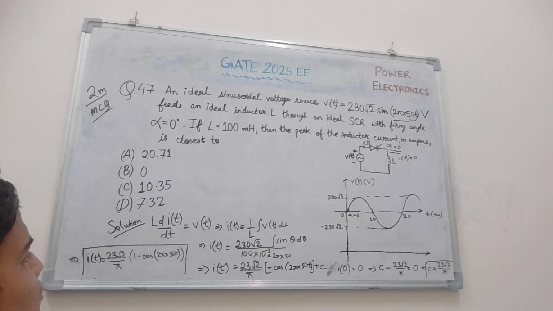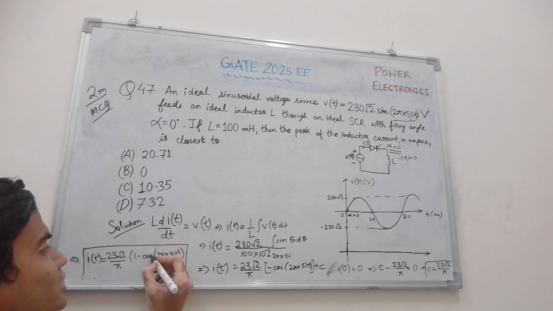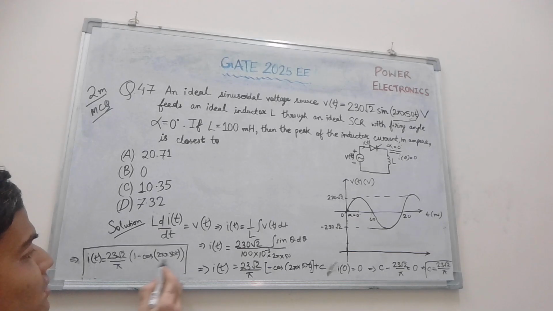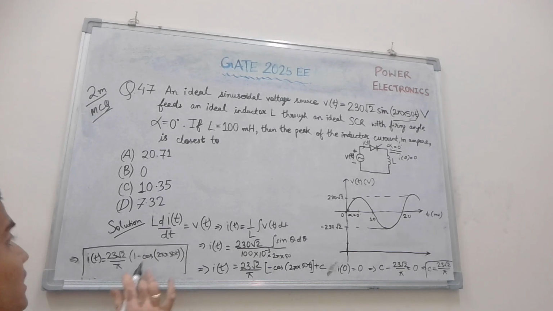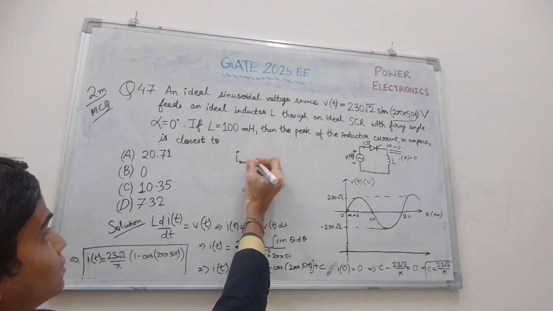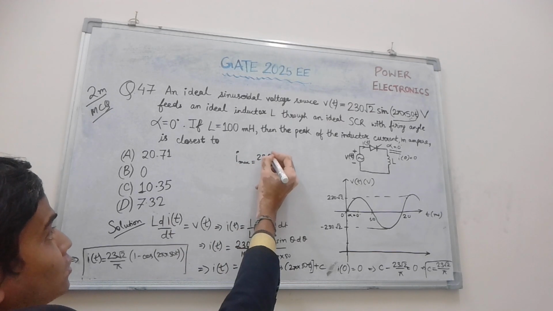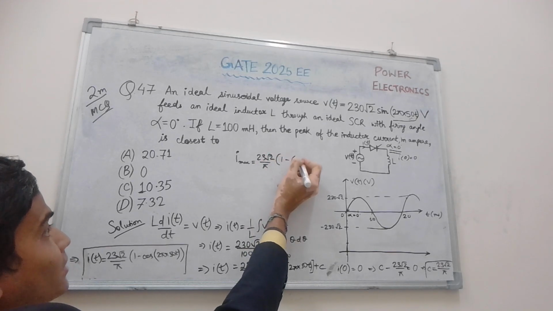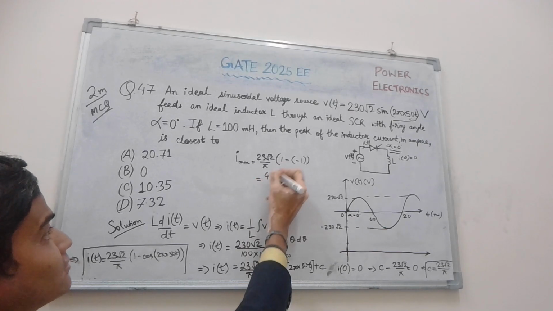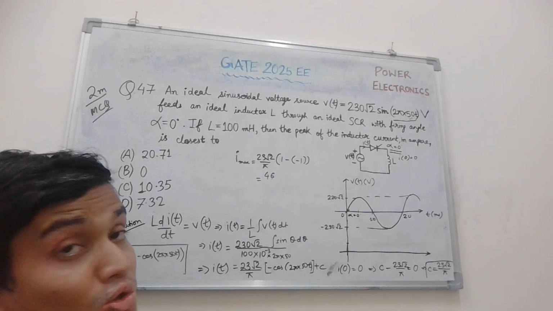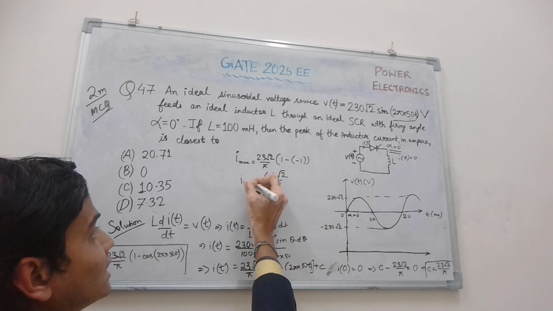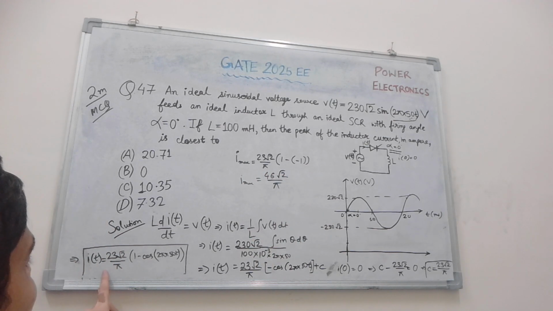So the maximum value will be obtained when the cosine function is minus 1, since cosine varies from minus 1 to 1. I max equal to 230 root 2 by pi into 1 minus minus 1. When this becomes minus 1, this will be maximum. 1 minus minus 1 is 2, and 2 into 230 root 2 is 460 root 2, divided by pi, gives I max.